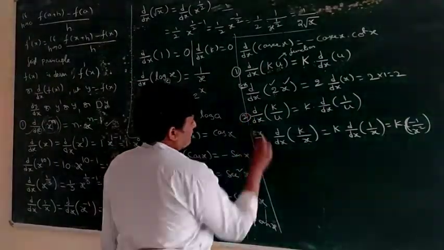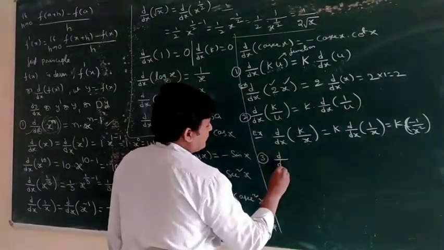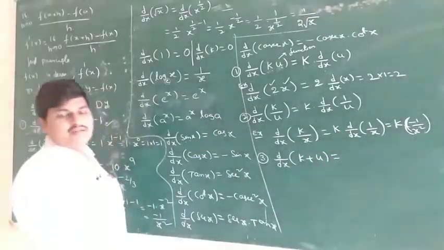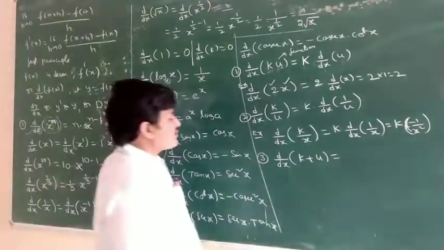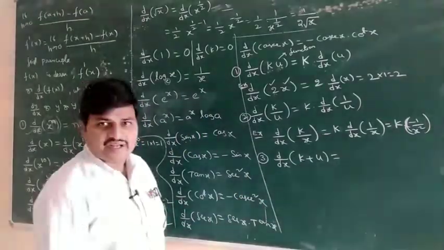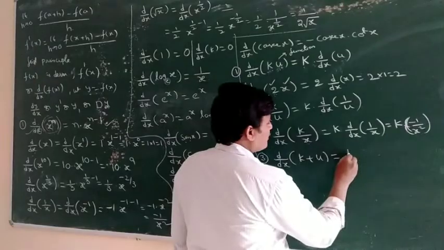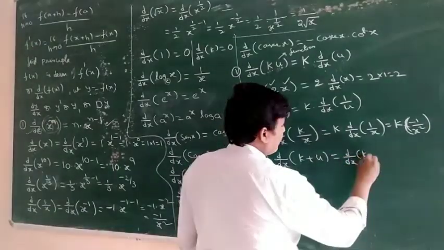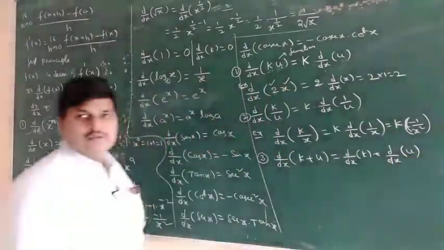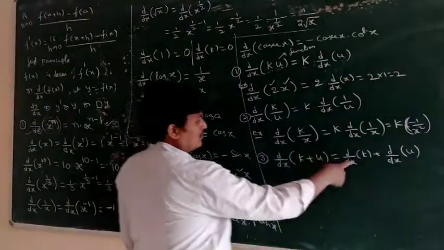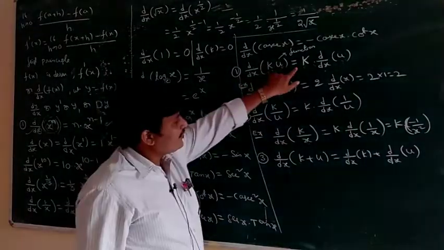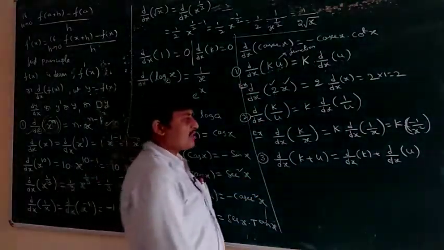This is second one. Third one, d by dx of k plus u. k is a constant here, k is always constant, okay. So d by dx of k plus d by dx of u. For multiply and divide, you should not take the derivative of that constant. But for plus or minus, there is no problem.